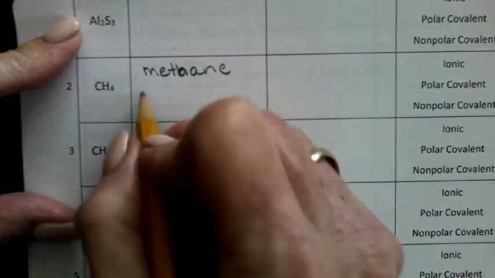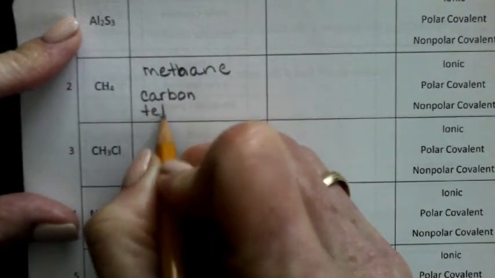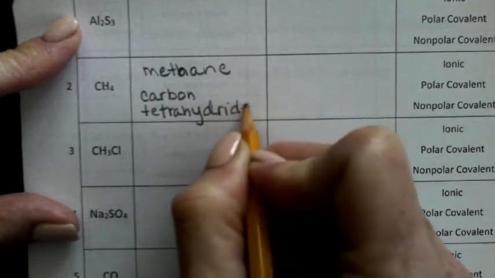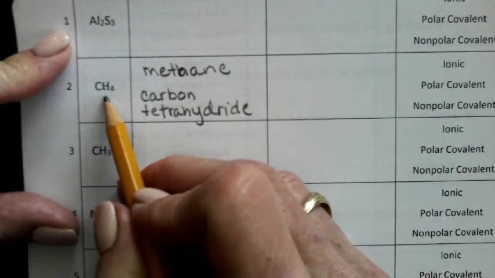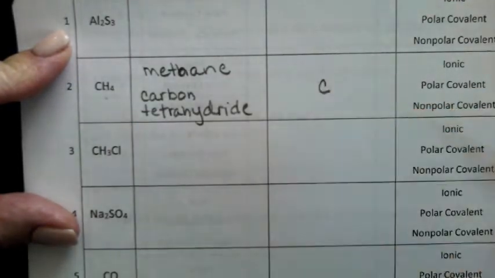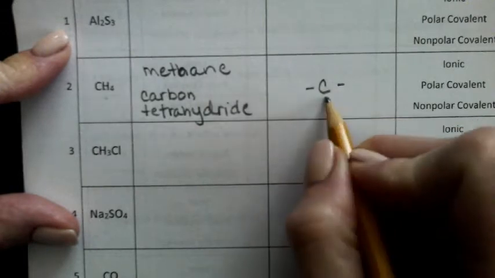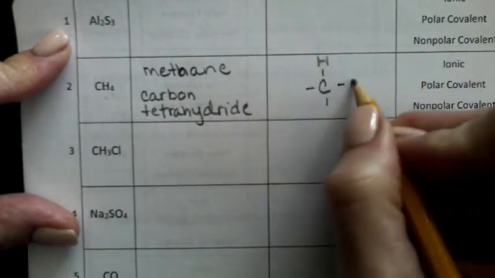Formal scientific name, carbon tetrahydride. Okay, Lewis structure. To draw this Lewis structure, remember that carbon's special. If there's carbon in the compound, it's always in the center. You do one single bond for each of the remaining atoms. There's 4 hydrogens, so I'm going to connect each of the 4 hydrogens.